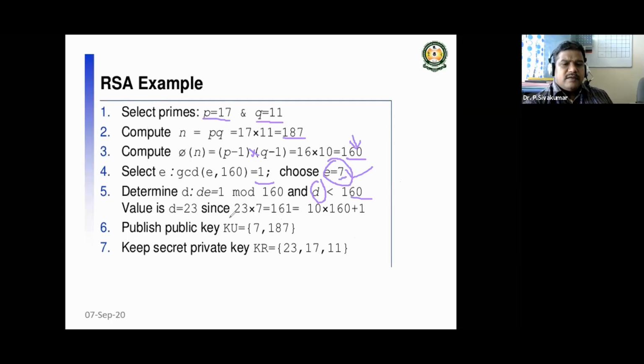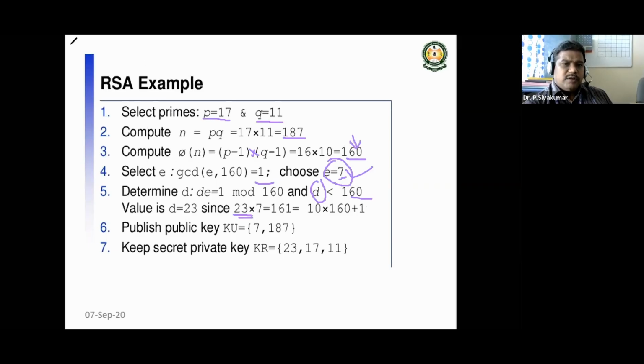How to find it? For example, the E value is 7. 7 mod phi of n, where phi of n is 160. Here we can bring the 1 to this side: 160 plus 1, so 161. So 161 divided by 7, what value do you get? 23.